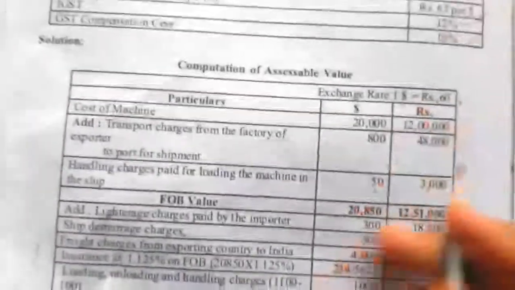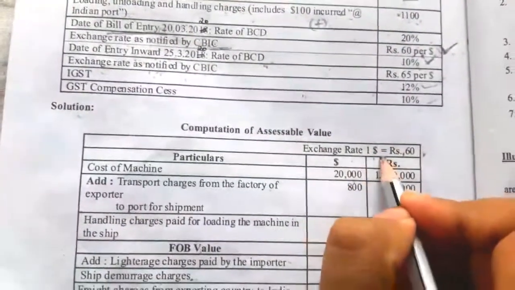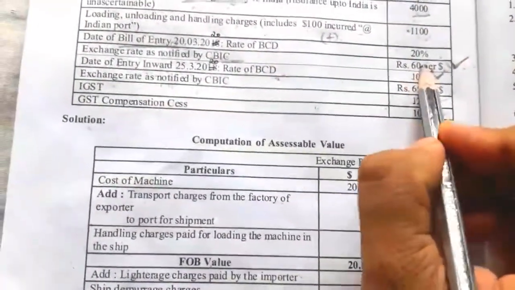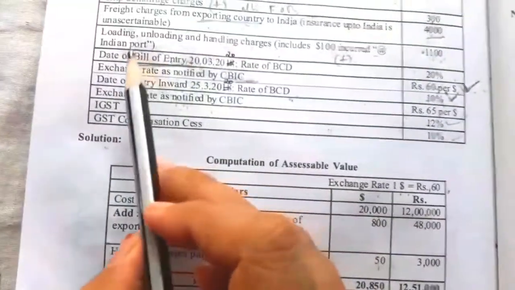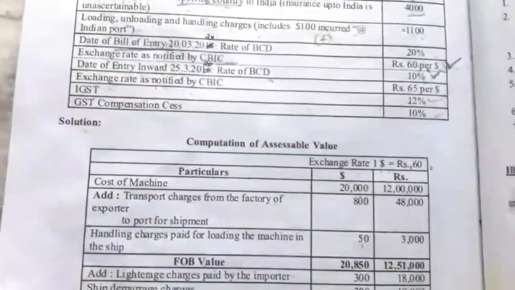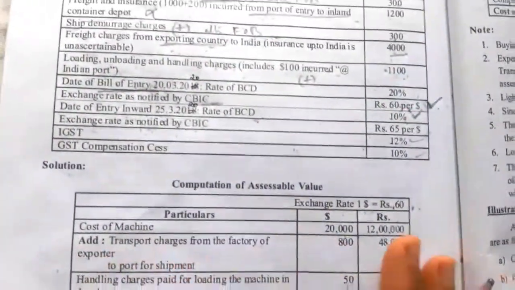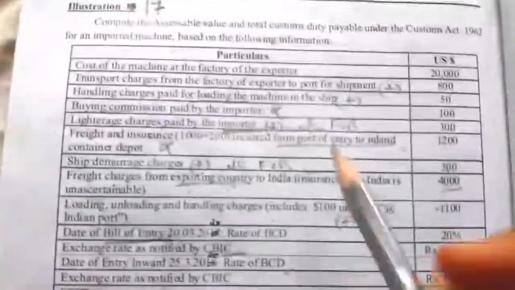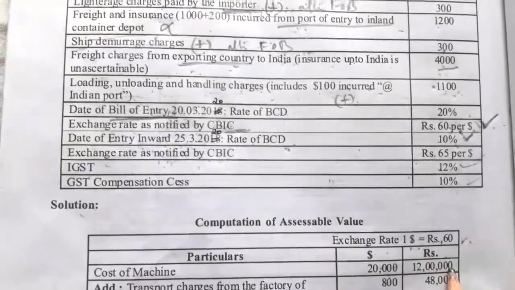So now write the heading computation of assessable value, with three columns for particulars and two amount columns. Here the exchange rate is $1 equal to rupees 60, that is the exchange rate notified by CBIC, as well as the exchange rate on the date of submission of bill of entry. Next we take the particulars and dollar and rupees columns. First we start with the cost of machine, that is 20,000 US dollar. If you convert 20,000 into 60, it is equal to 12 lakh.